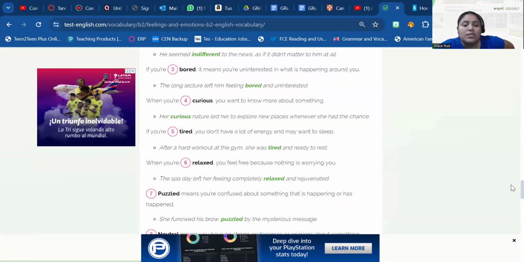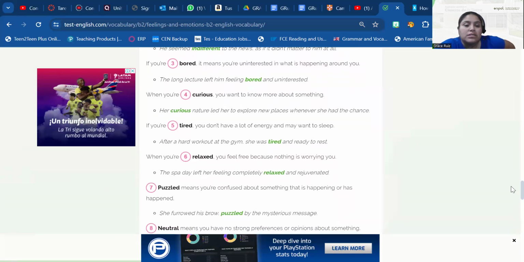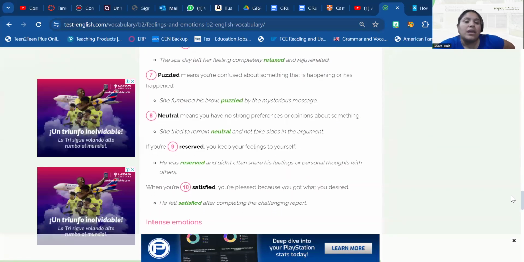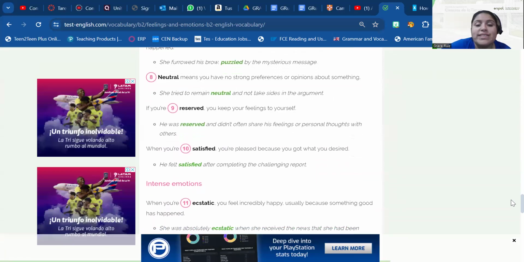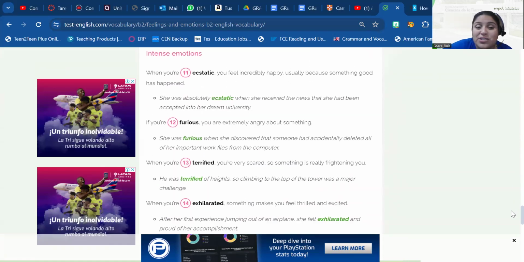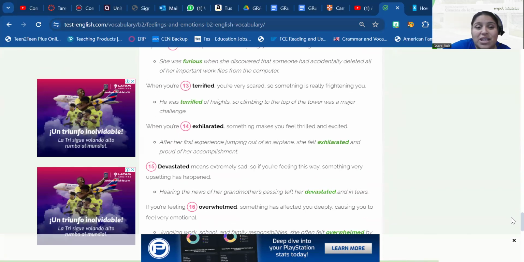Puzzled means that you are confused about something that is happening or has happened. Neutral means you have no strong preferences or opinions about something. If you are reserved, that means you keep your feelings to yourself. You don't really show, you don't really share. When you're satisfied, you're pleased because you got something that you desired. When you're ecstatic, you feel incredibly happy because something really good happened. If you're furious, you're extremely angry about something. When you're terrified, you're very scared. So something is really frightening you.